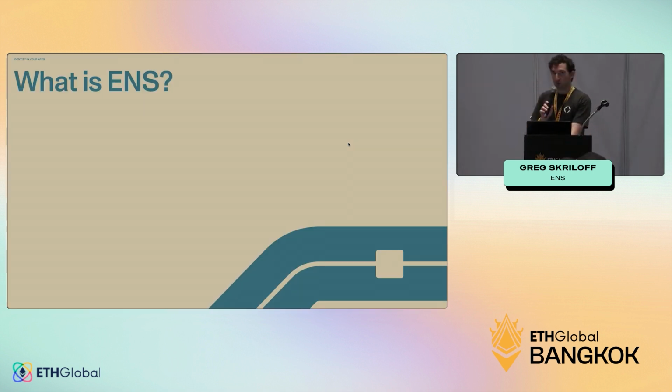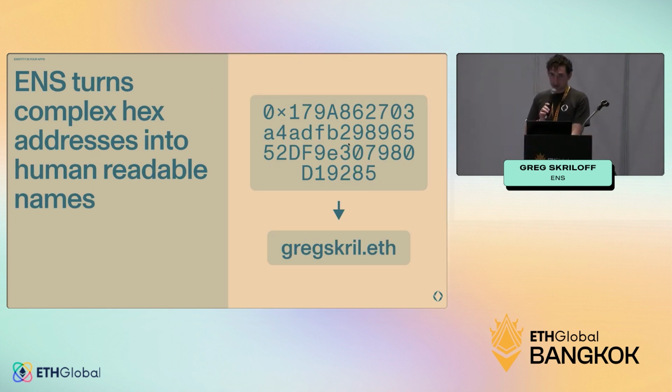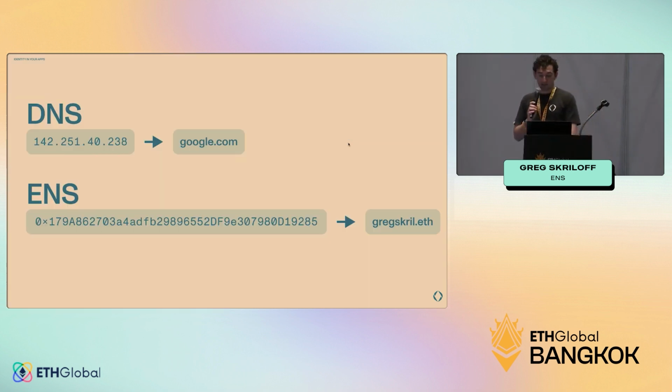So first of all, let's answer the question, what is ENS? The Ethereum Name Service is a decentralized, permissionless naming protocol that lives on Ethereum and scales to the entire internet. Basically, we turn complex hex addresses into human-readable names. Up top, you see my address is 0x179A and so on. Obviously, nobody is going to remember this. It's hard to understand. It's confusing. But instead of that, gregskrill.eth is a human-readable name that people can understand, and it's easy to send assets to or represent me on-chain and online.